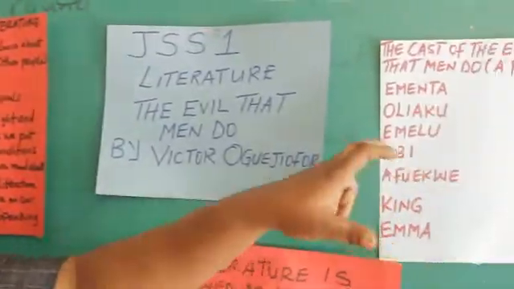Now, in the course of discussion, Imenta blames her husband's brother for their childlessness, but her co-wife, Oliaku, suggests that they go to Ekuru village to visit Afwekwe, the native doctor in Ekuru village.